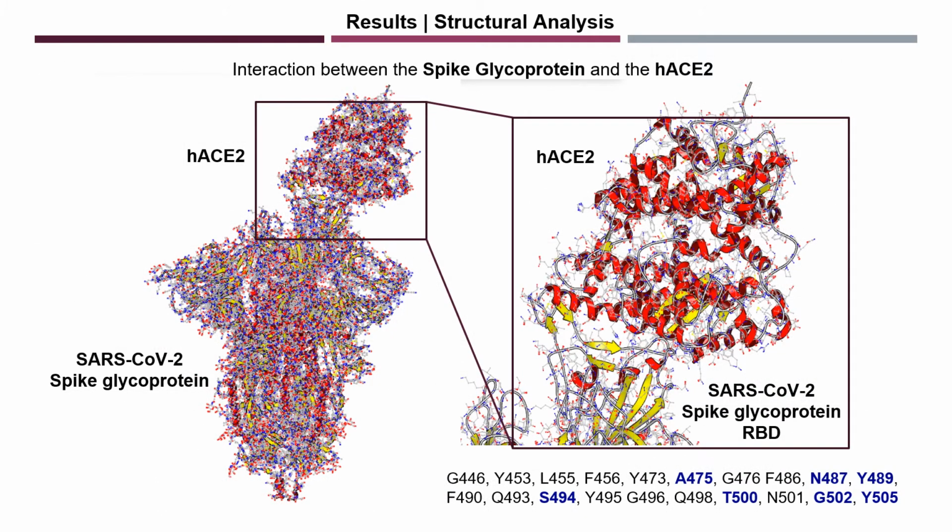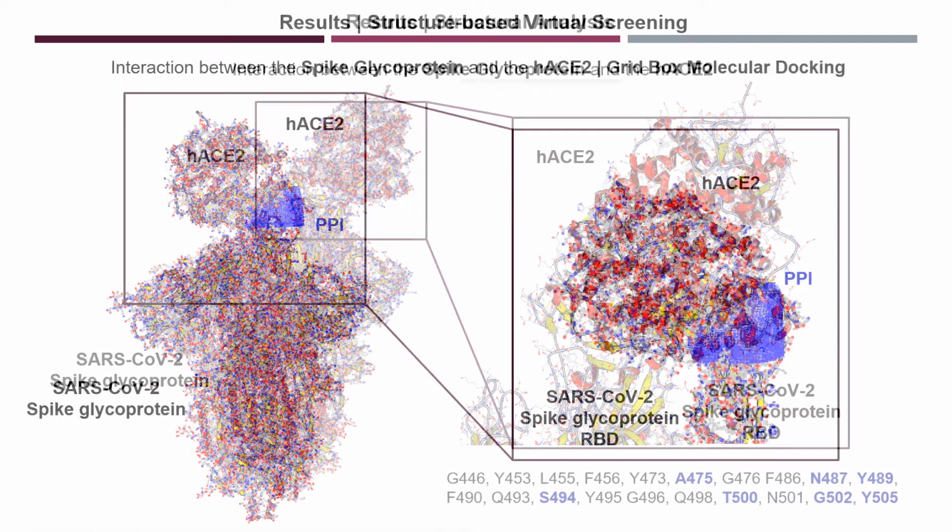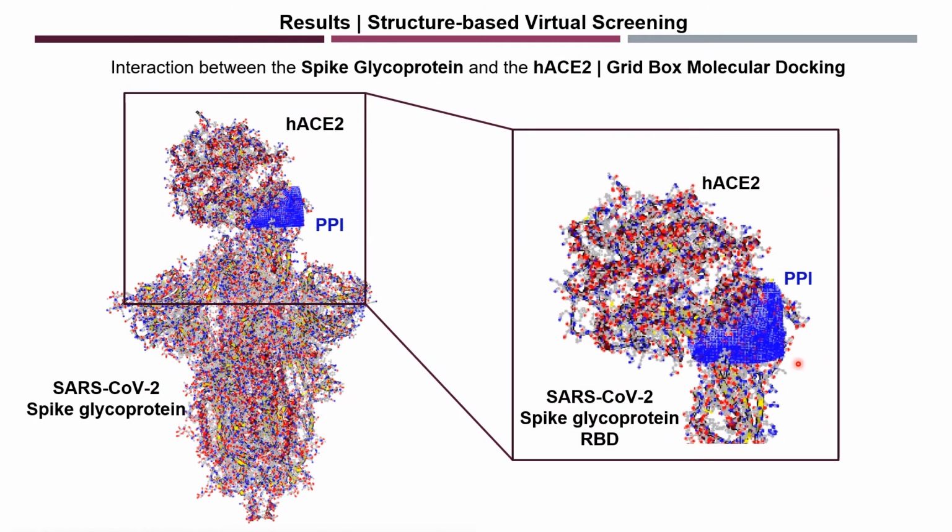For the preliminary results, the first diagram shows the zoom portion of the interaction between SARS-CoV-2 spike glycoprotein and ACE2. The box on the left side shows the ACE2 interacting with the SARS-CoV-2 spike glycoprotein. The residues highlighted below are the main ones involved in the interaction between the spike protein and ACE2. The second diagram shows the grid box built in blue around the spike protein receptor binding domain and ACE2 protein-protein interaction to conduct structure-based molecular docking virtual screening.